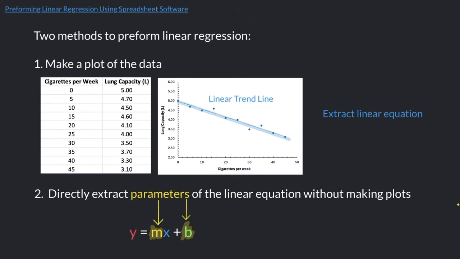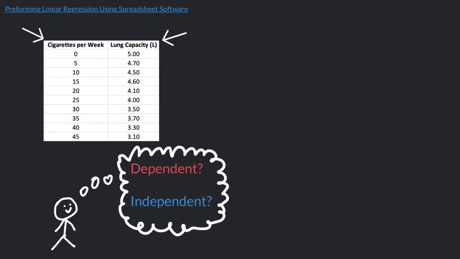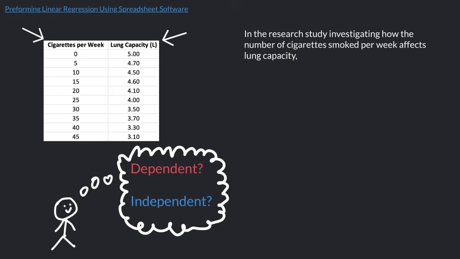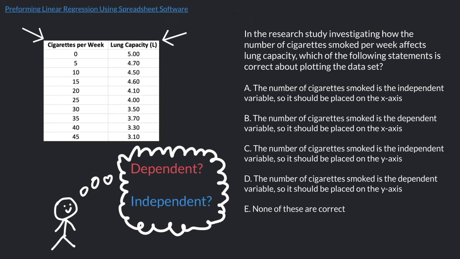Let's start with the first method. Before making a plot, we should first identify the dependent and independent variables and decide which axis to place them on. In the research study investigating how the number of cigarettes smoked per week affects lung capacity, which of the following statements is correct about plotting the dataset?